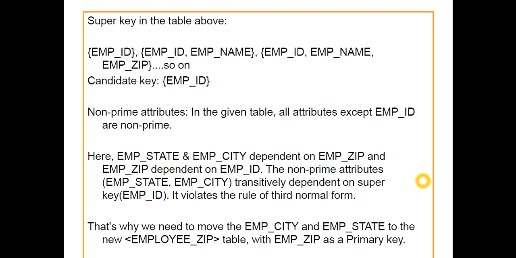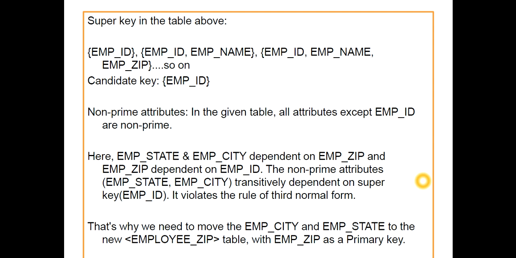Now, the candidate key will be, of course, employee ID. Minimal super key is the candidate key. You know that. So, out of these super keys, we will consider employee ID as our candidate key. Why? Because this is the minimal. Only one attribute is here. Now, non-prime attributes in the given table: all attributes except employee ID are non-prime.